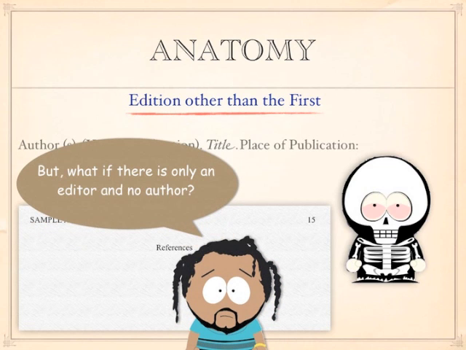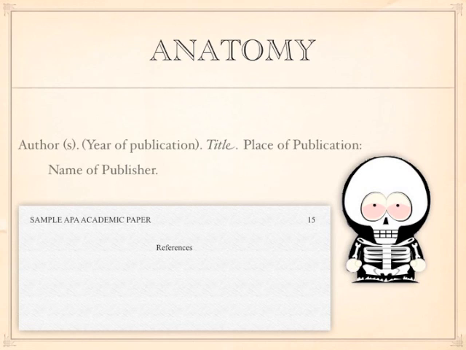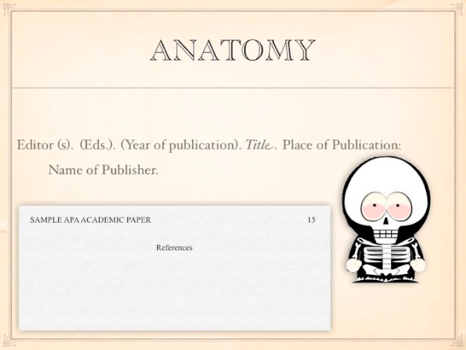Okay, what if you have an editor, but there is no author for your book? Well, that's pretty easy to fix. All you do is, instead of putting an author name, which you don't have, you put the editor's name in that slot. But afterwards, you also include the EDS, or ED if there's only one editor, in parentheses to indicate that that is an editor and not an author. So take a look at this example of consequences of growing up poor. We have 2 editors here, so we have EDS in parentheses after the editor's names.